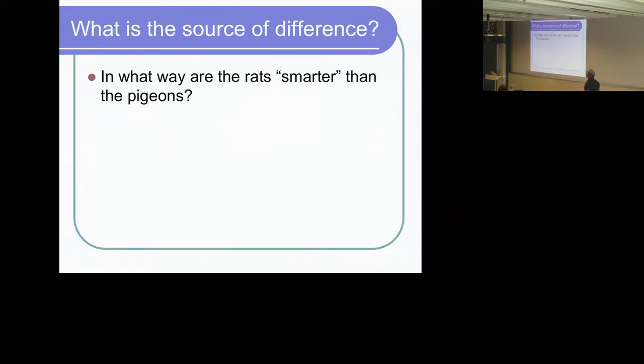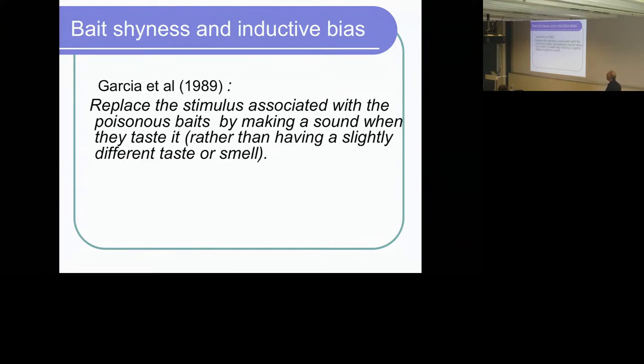In what way are the rats smarter than the pigeons? There was this guy, Garcia, in 1989, a long time after this phenomenon was discovered. He came out of the army as a pilot and decided at the age of 40-something to go study, so he had a fresh view, very different from the people in academia before him. He asked, what happens if I replace the stimulus for the rats, replacing the taste or smell of the bait that was a clue for the pigeons with something different?